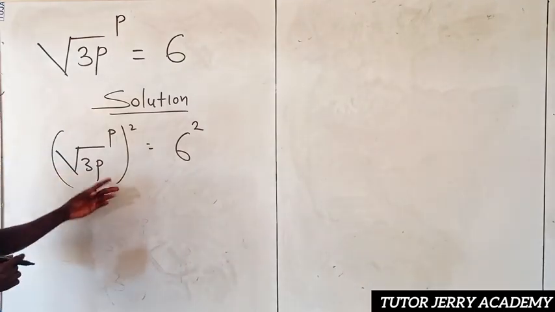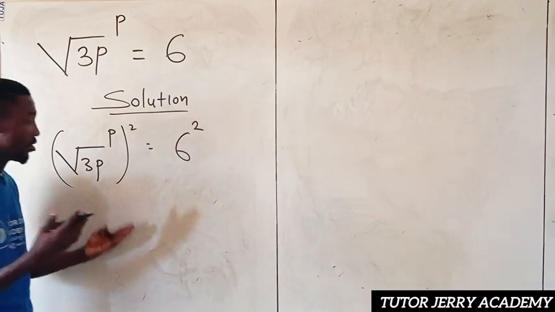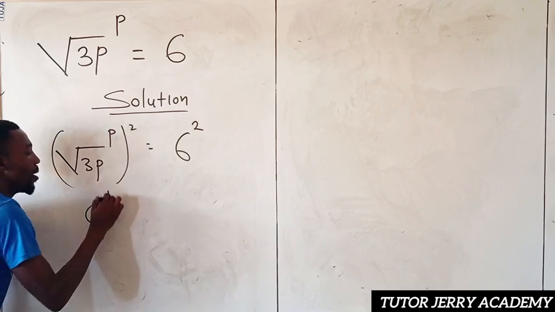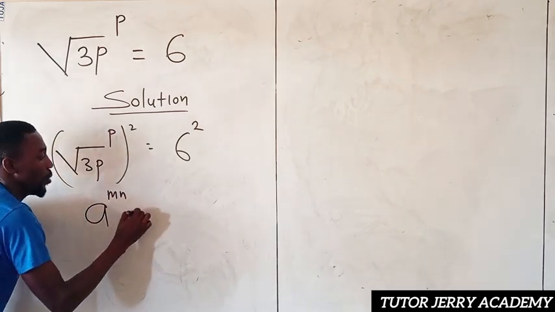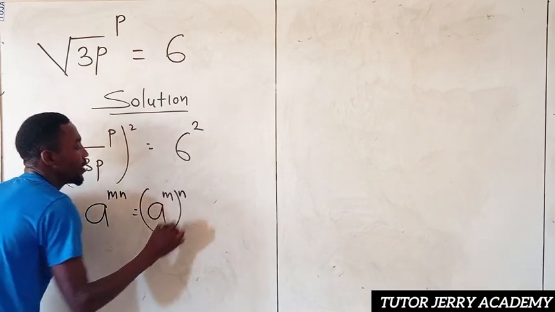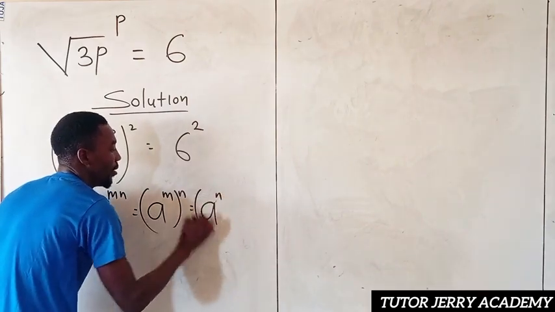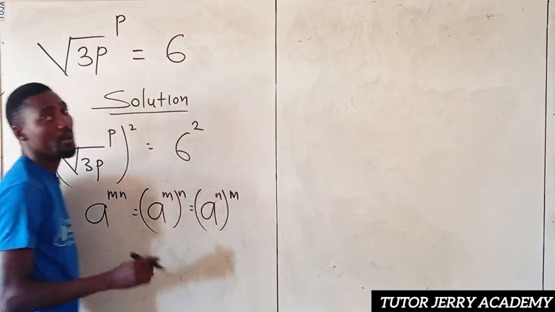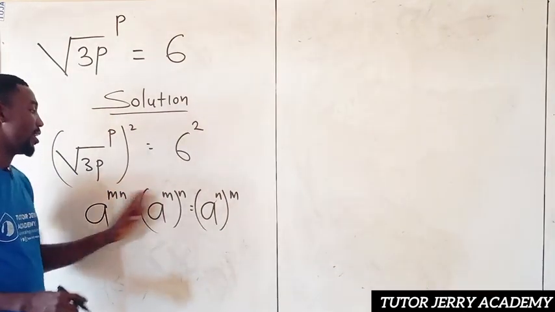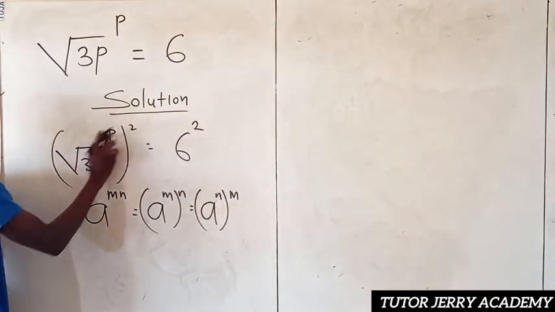Alright, we can bring in this 2 and take out this p. Why? Because from the law of indices, if we have a to the power of m, we can either have it as a to the power of m, then into n, or a to the power of n into m. I hope you understand this. So we can either bring in m or n, anyone you want to bring in to the bracket. Alright, so I'm going to bring in 2, then take out p.